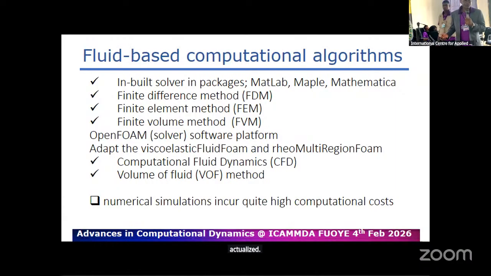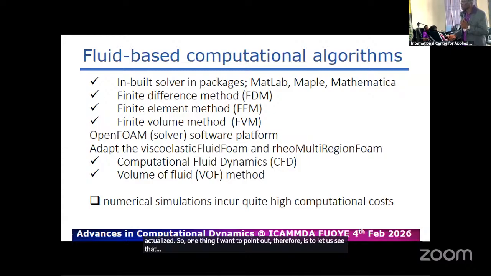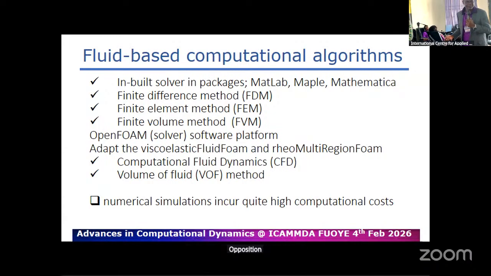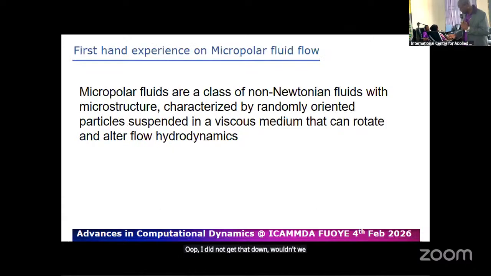So one thing I want to point out, therefore, is to let us see that numerical simulation incurs quite high computational costs. It's not free. I mean, you must have a license to use some of these high performance computing facilities. And at times, the simulation may go for months, may go for years. So we must have steady analysis. Okay. I hope Nigeria can get their own way. Amen. And then let me share one or two first-hand models that I've studied over the years. This will make things clearer to us.